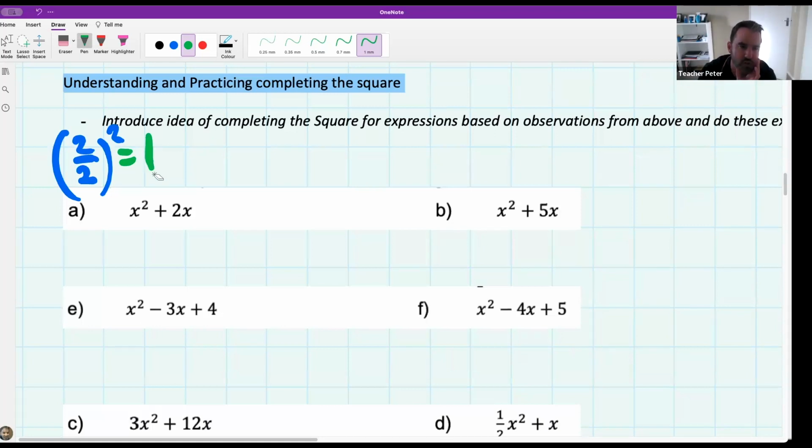It is equal to 1. Yes. Now, 1 is the magic number. So what I'm going to do now is I've got x squared plus 2x, but I need to complete the square for this expression. So to make it a square, I'm going to add 1.